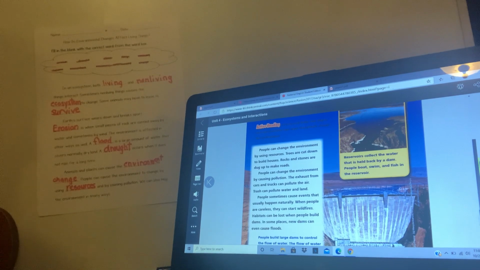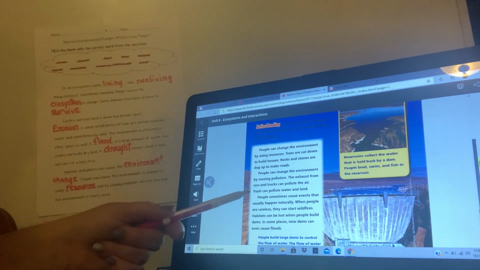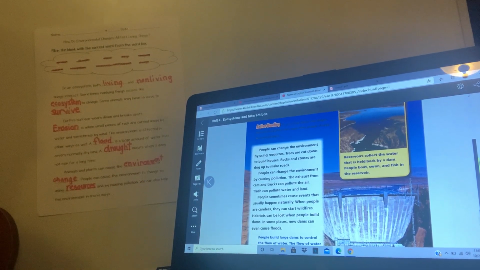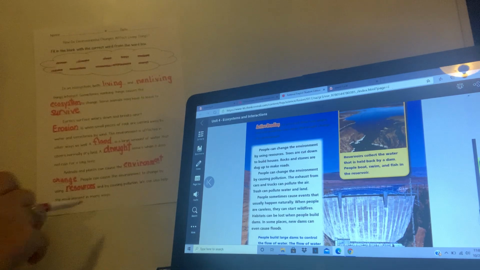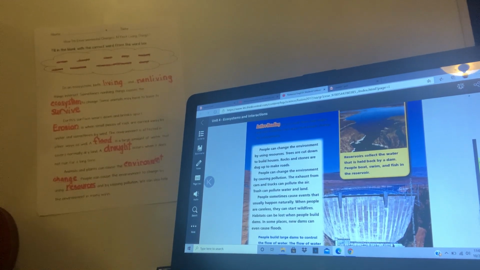Or we could even ride bicycles. We don't cause any pollution when we're riding bicycles. And then we talked about how trash can pollute water and land. We did a really fun activity on that. We don't want to cause the landfills to keep getting larger. We don't want to pollute the oceans and things because that's dangerous for all of the animals. It says here we can also help the environment in many ways. Those are just some of the ways that we can help the environment.